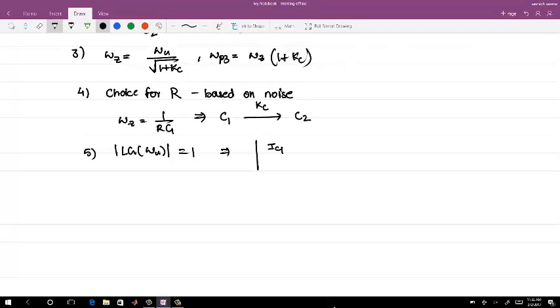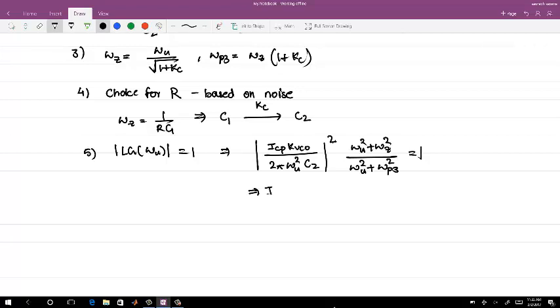So this one is ICP KVCO over 2 pi, right? Omega u square C2 times 1 plus, not 1, but this is square, omega u square plus omega z square by omega. If anything is missing, you can add it. Omega p3 square is equal to 1. We started with KCP, so this will give you ICP.